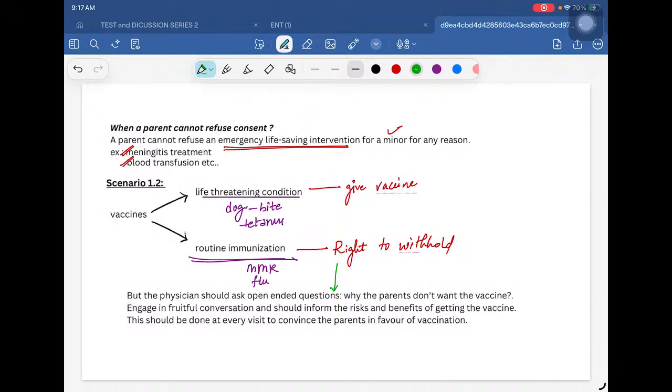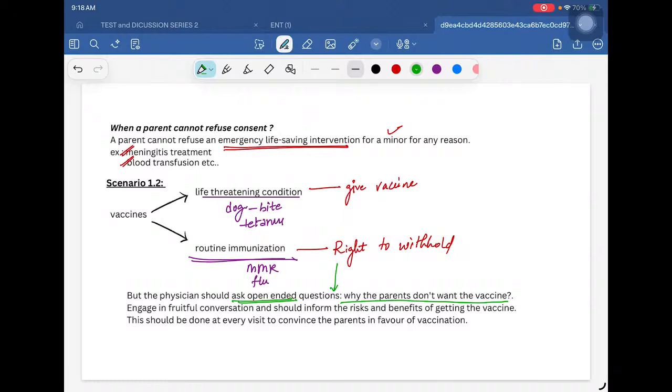So the physician should always ask an open-ended question. Why don't the parents want the vaccine? This is how you're going to talk. You're not going to use any judgmental tone or judgmental question. It should be an open question. Why are you rejecting vaccination? Why don't you want your child to get it?